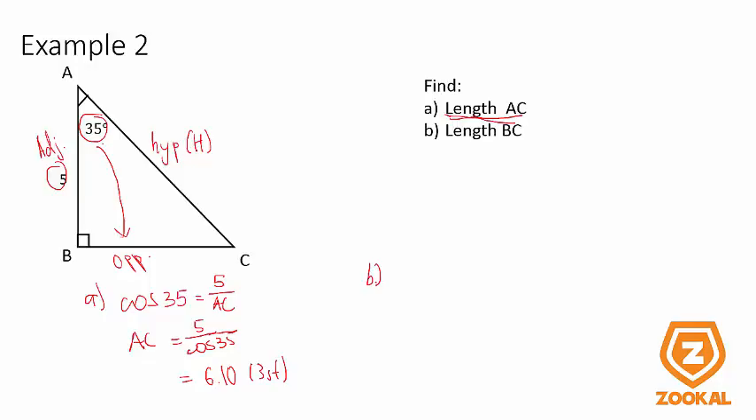Now we have adjacent, and we need to find opposite. So the first thing I'll think of is the tangent ratio. Opposite is BC itself. Then my A is AB, which is 5. So I'll find BC, and the answer will be 3.50 to 3 SF.